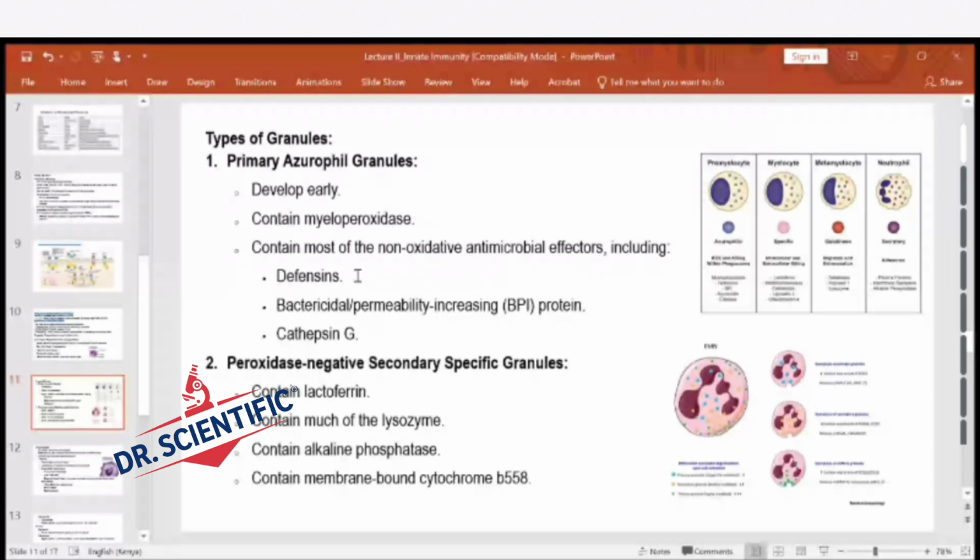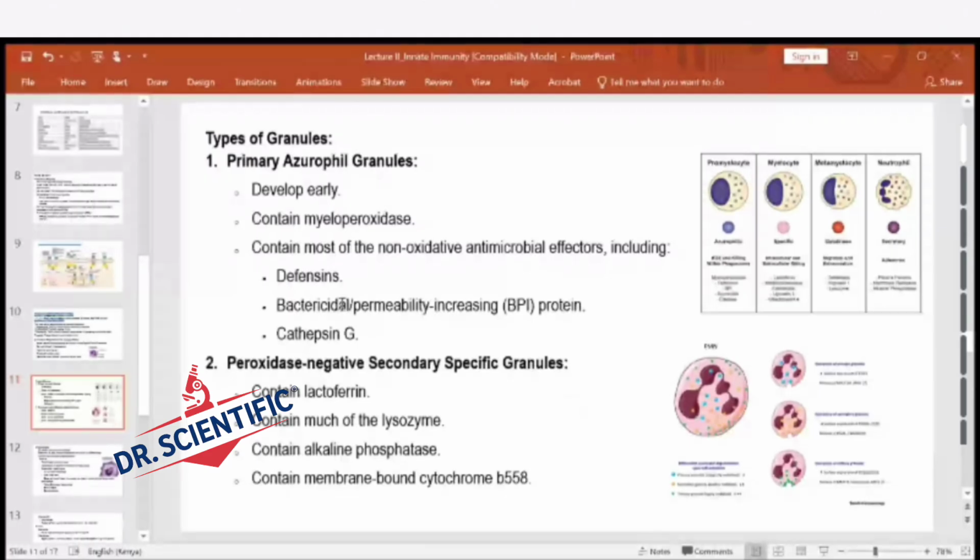You remember we talked about defensins. If somebody can remind us what defensins do. We saw that defensins are able to deal with bacteria, fungi, and enveloped viruses. Correct. So defensins are quite broad. They're able to deal with all that.